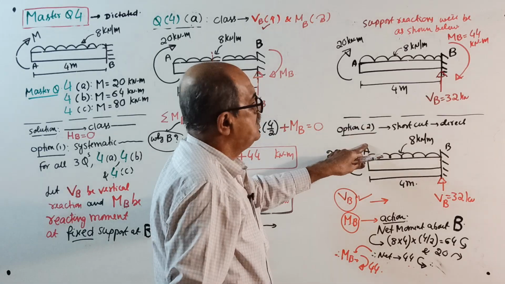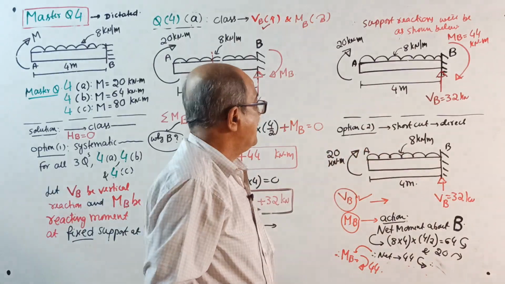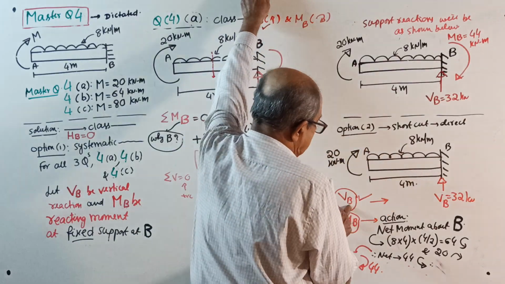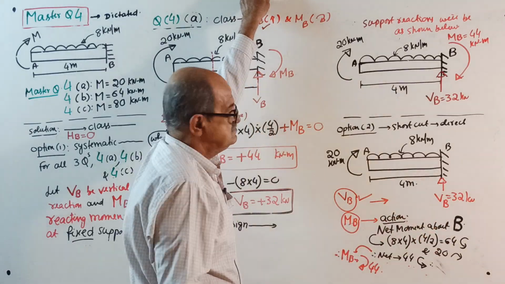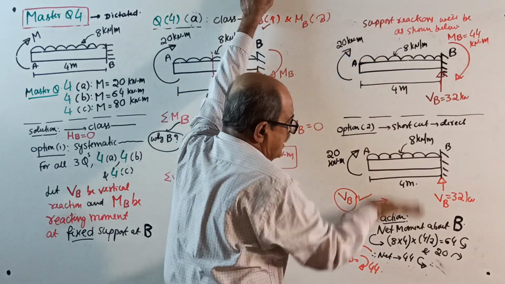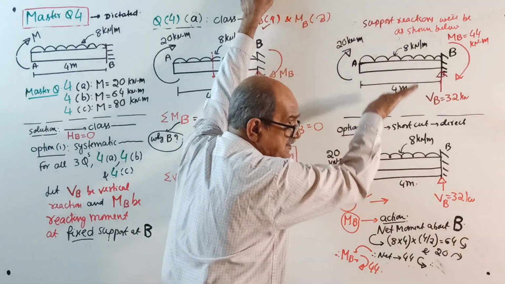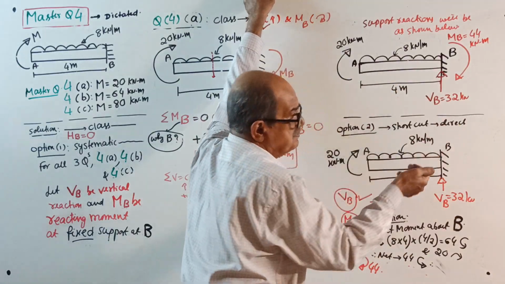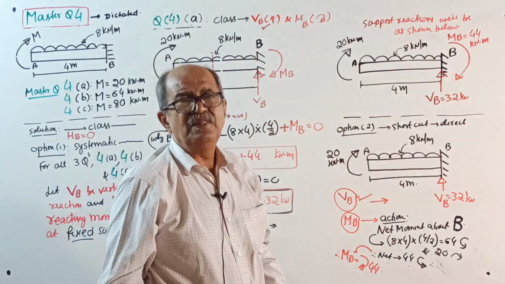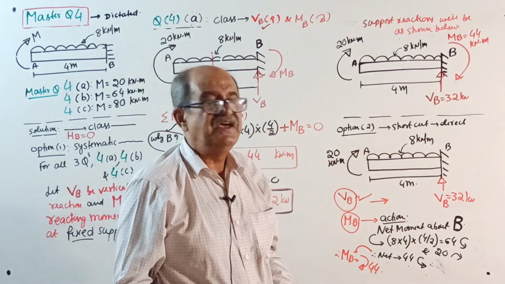Now, option 2: shortcut or direct. See here, first VB. Sorry, no time waste. Net load is down, 8 into 4, 32 down. Directly 32 up. If this is not clear, no point in studying structural engineering.